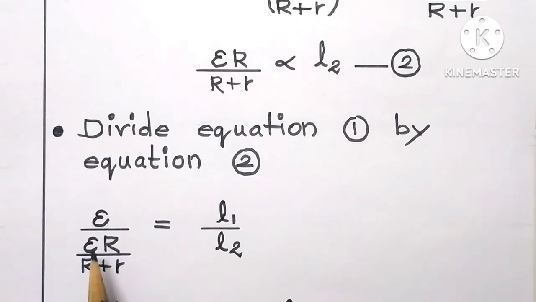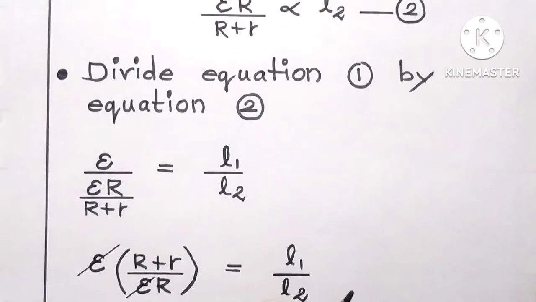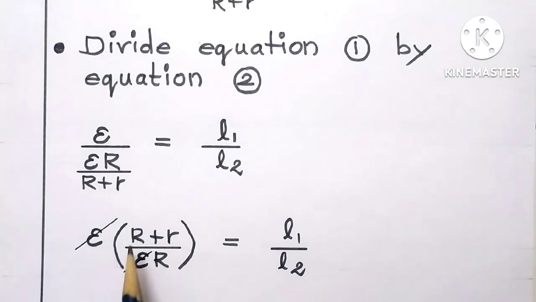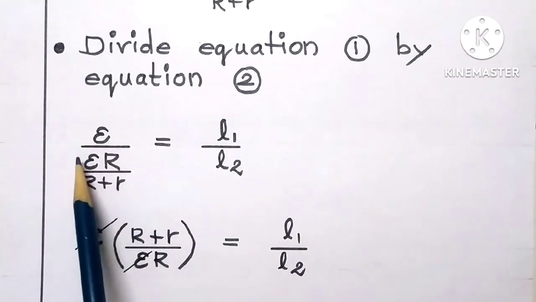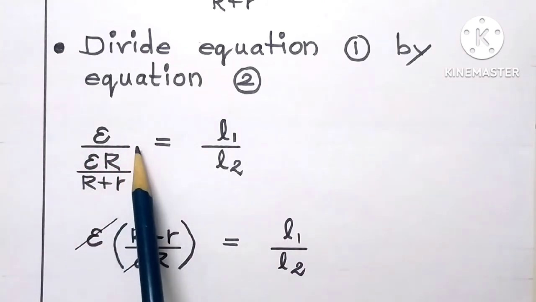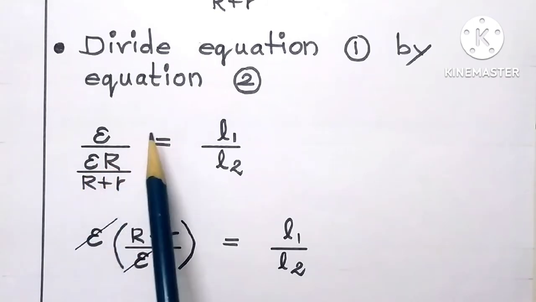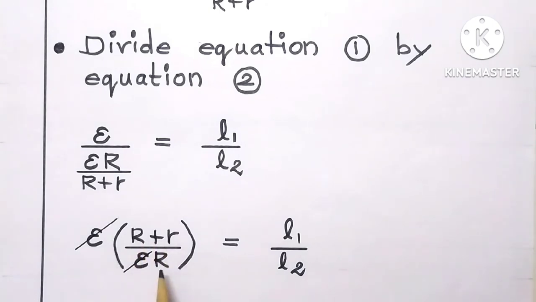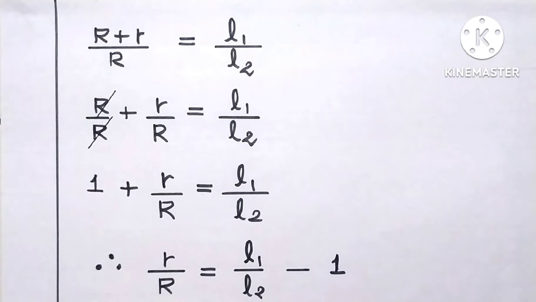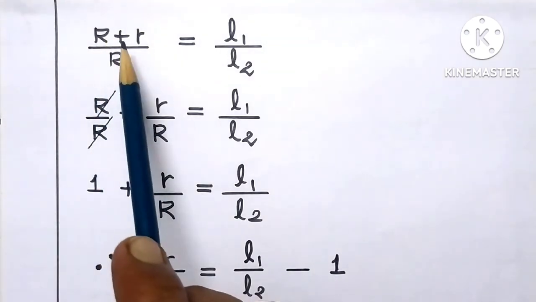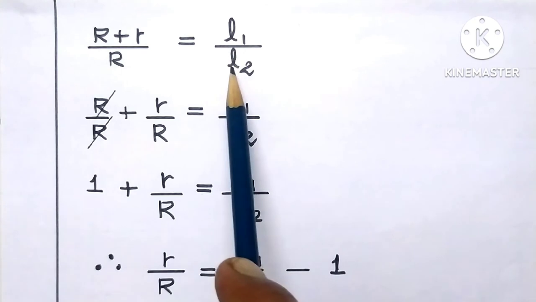So in the next step, what will happen? This expression will go here, then gets multiplied. So we have epsilon into R plus r by epsilon R. When this expression goes this side, it gets reciprocated. So we write the reciprocal of this expression: epsilon into R plus r by epsilon R is equal to L1 by L2. Here these two epsilons get cancelled. So we have capital R plus small r by capital R is equal to L1 by L2.